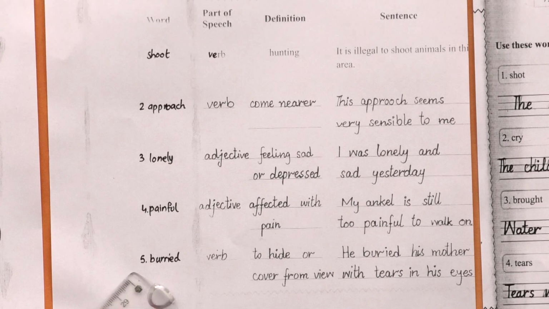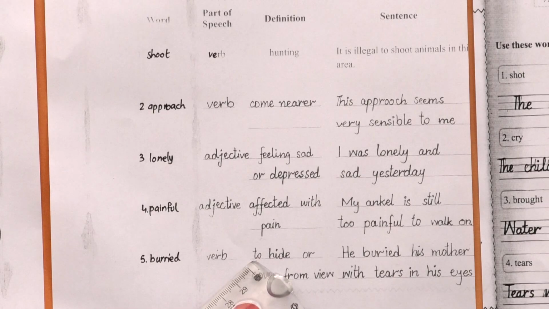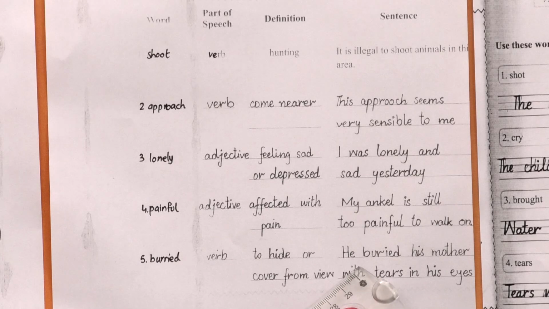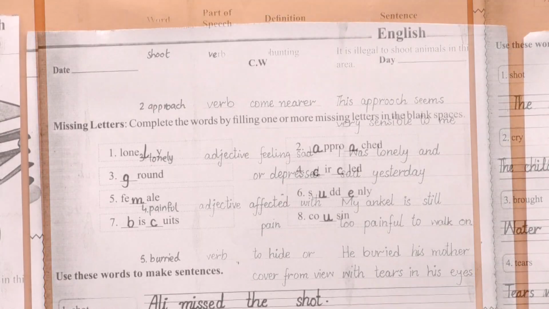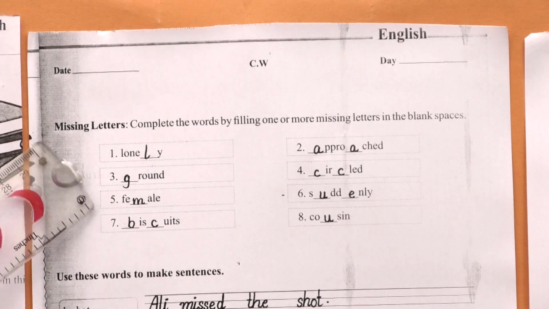Next is buried. Buried is a verb, it's an action. Its meaning is to hide or cover from view. And the sentence is: he buried his mother with tears in his eyes. This was page number 22. We are going to do page number 23. Our first question is missing letters.